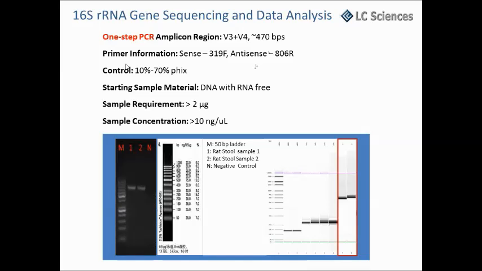And the primary information listed here is the PCR primers we are using. The sense strand, forward PCR primer is called 319F, and the reverse strand, antisense PCR primer is called 806R. And based on how many samples we want to sequence in one MiSeq run, we need to put in the 5x.